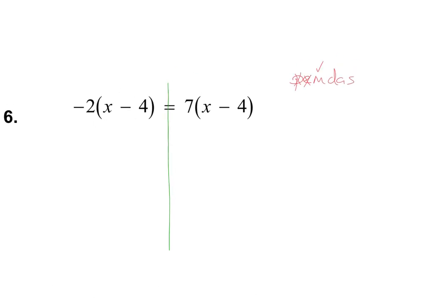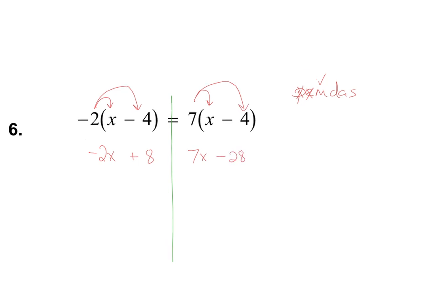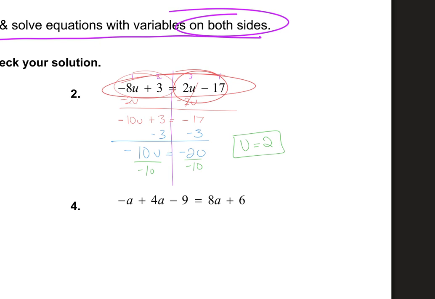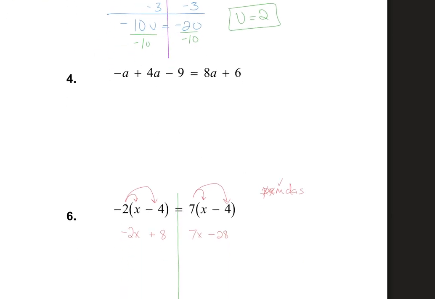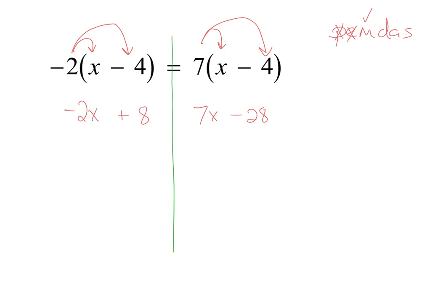I can multiply. So I'm going to distribute that to the negative 2, and I get negative 2x. Distribute there, and I get plus 8. Distribute here, I get 7x. Distribute here, negative 28. And now we're back in this boat of, hey, pick which one of the 1, 2, 3, 4 options you have. And now I'm just going to pick kind of a random way to do this. I'm going to subtract 8.